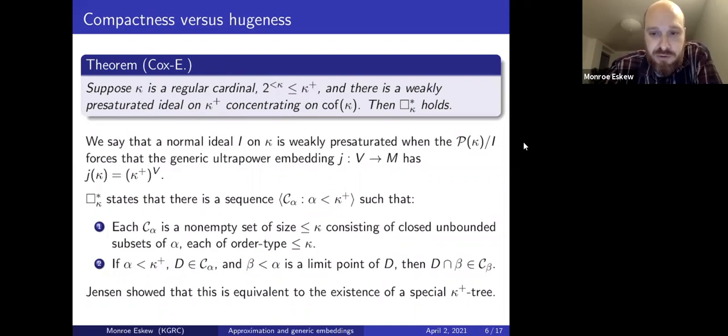So this is relevant to the tree property because Jensen showed that it's equivalent. The statement weak square Kappa is equivalent to the existence of a special Kappa plus tree, so a counterexample to the tree property at Kappa plus.